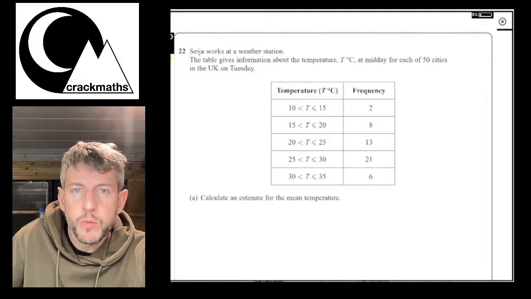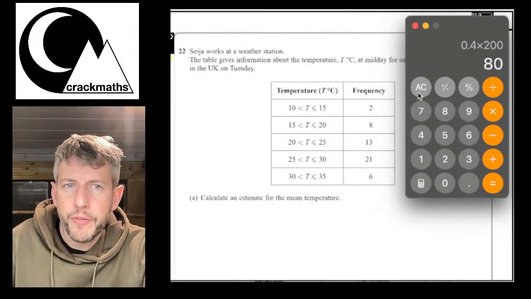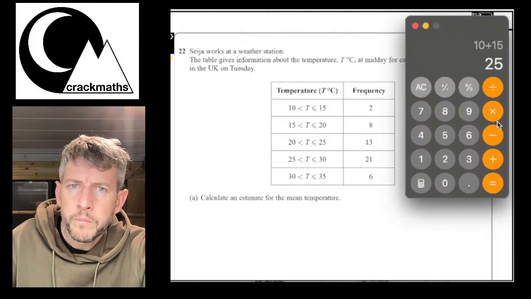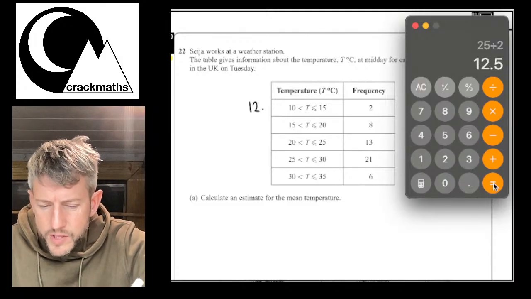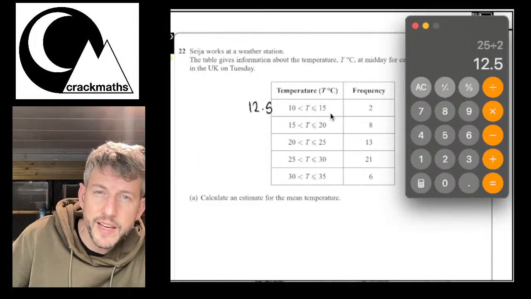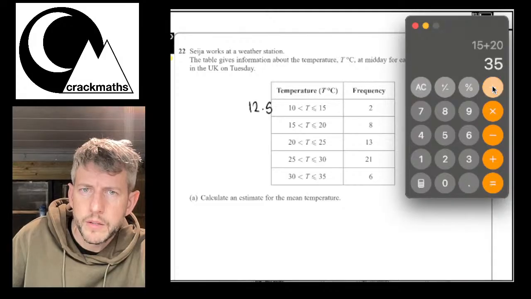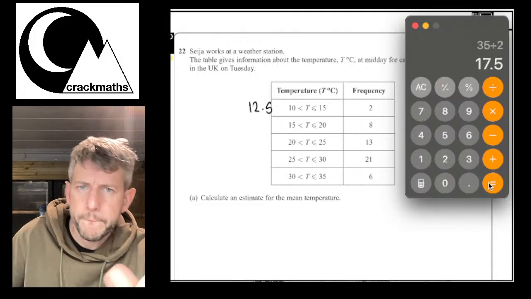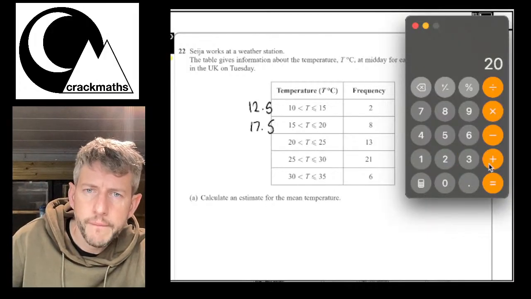So in this first one, they are all between 10 and 15. In order to get my estimate, I'm just going to do 10 add 15, and then divide that by 2. So 12.5. These are also known as your midpoints. We get them by doing the first number add the second number, and dividing by 2. The next one, we've got 15 add 20, divide by 2, 17.5. Then 20 add 25.